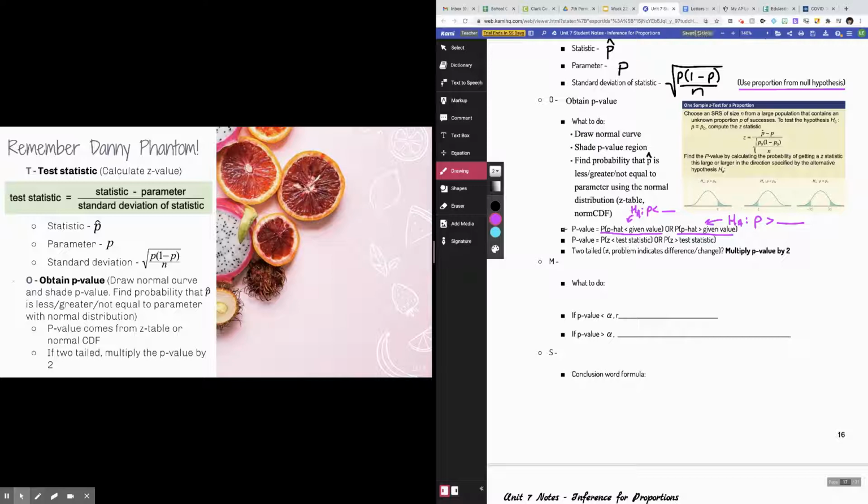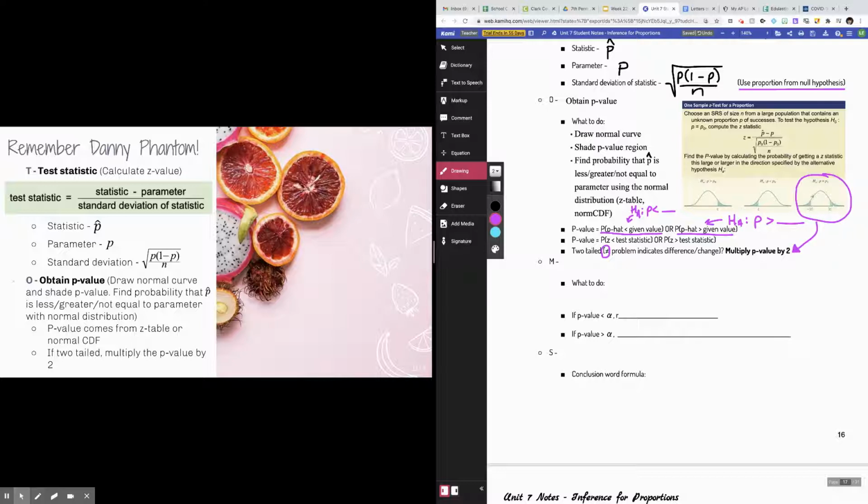And what that translates to is the probability that any Z value would be less or greater than your test statistic value that you calculated in the previous step, okay? These right here are for one-tailed tests. If you have a two-tailed test, where your alternative hypothesis is a not equal to, what you do is multiply your p-value by 2, which you can kind of see in this image right here.